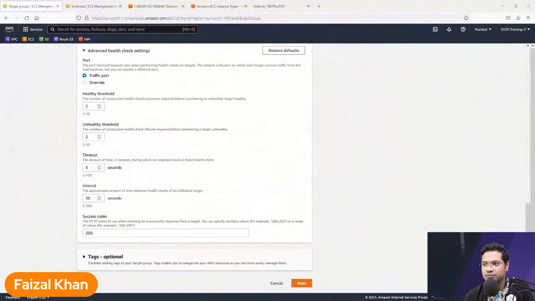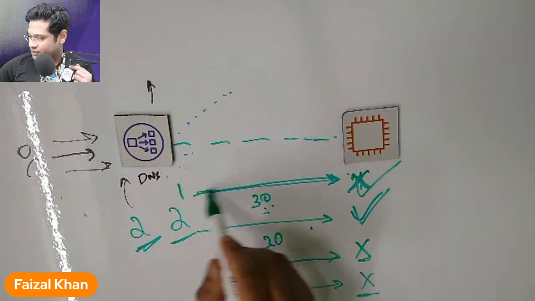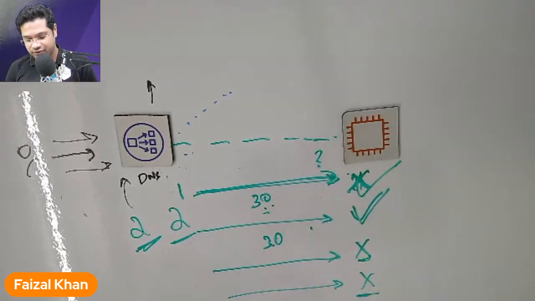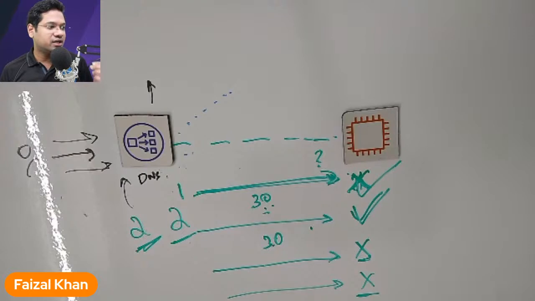All right, let's switch back. Let me put the healthy threshold as 2, unhealthy threshold as 2, timeout is 5 seconds. Timeout is basically how long you wait, when it does the health check, before you consider that health check a failure, right? Once it sends that health check request, how many seconds does it wait before it considers that health check failed or passed? So you have the timeout here as 5 seconds and the interval as 30.